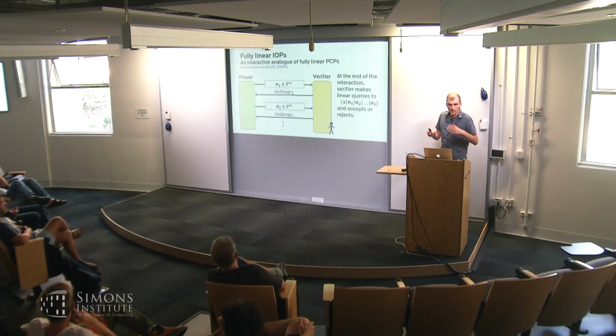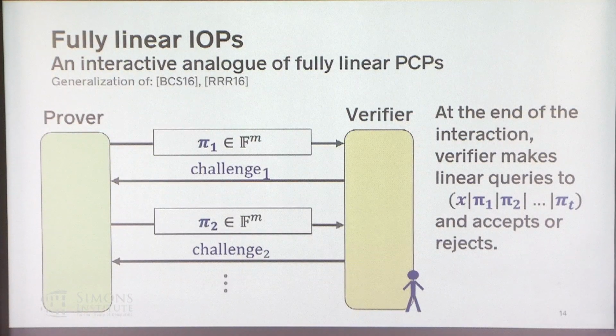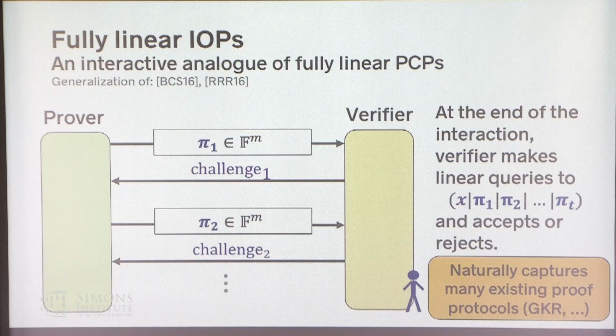Okay, so yeah, and we can also define a notion of a fully linear interactive oracle proof, that's just the interactive analog of a fully linear PCP. So what this is: a prover sends you a proof, you send a challenge, the prover sends you a proof, you send a challenge, and back and forth for many rounds. And at the end, the verifier makes some number of linear queries to the input and all the proof oracles combined, and then has to accept or reject. I'm not going to go into the details, but this naturally captures a number of existing proof protocols like GKR and CMT, which can be framed in this setting of a fully linear interactive oracle proof.